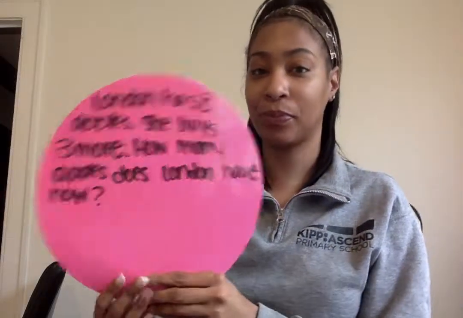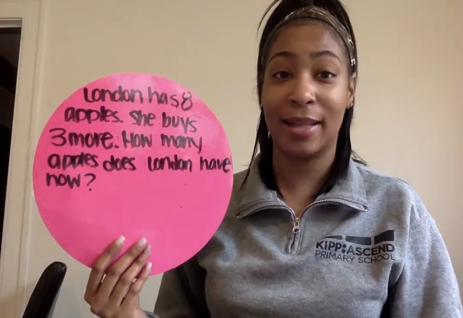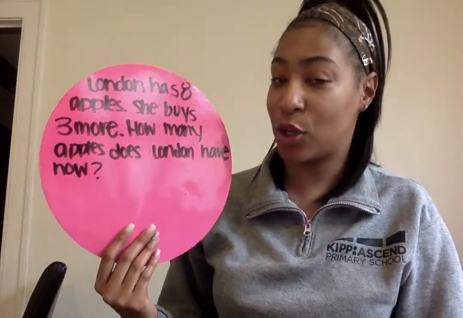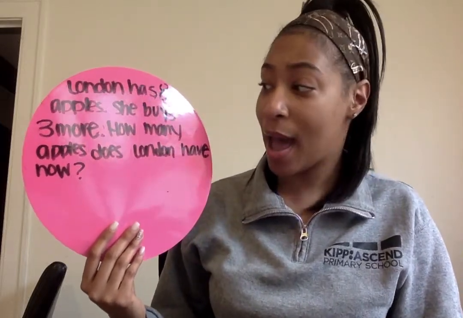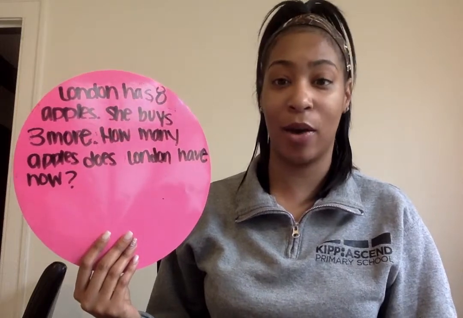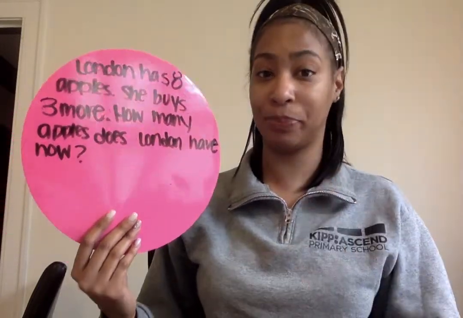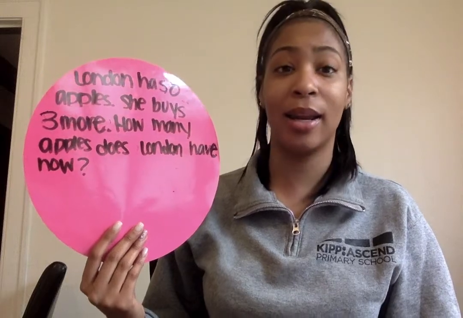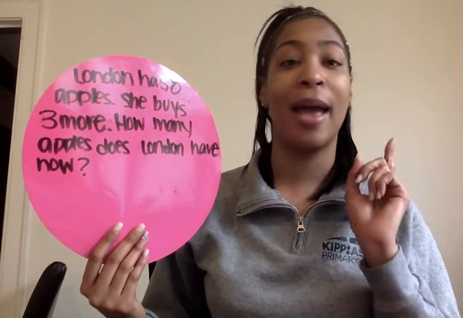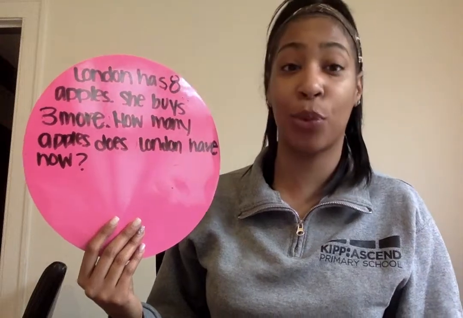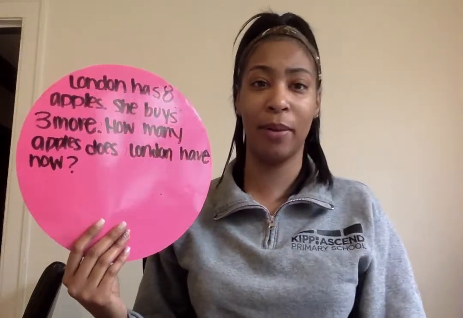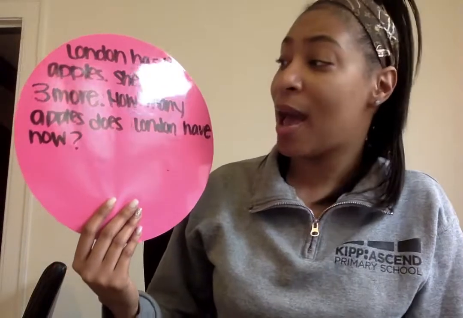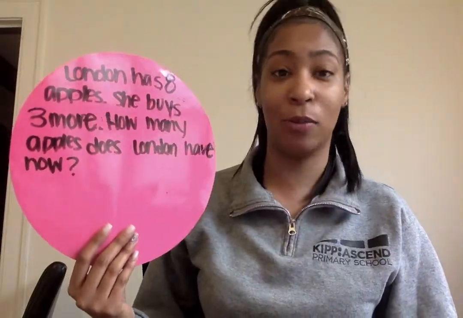You have everything? Perfect. Let's get started. I'm going to read our CGI problem 2 times. How many times? 2 times. So it says, London has 8 apples. She buys 3 more apples. How many apples does London have now? Now I'm going to read it one more time. London has 8 apples. How many apples? 8. Good. She buys 3 more. How many more does she buy? How many apples does London have now?